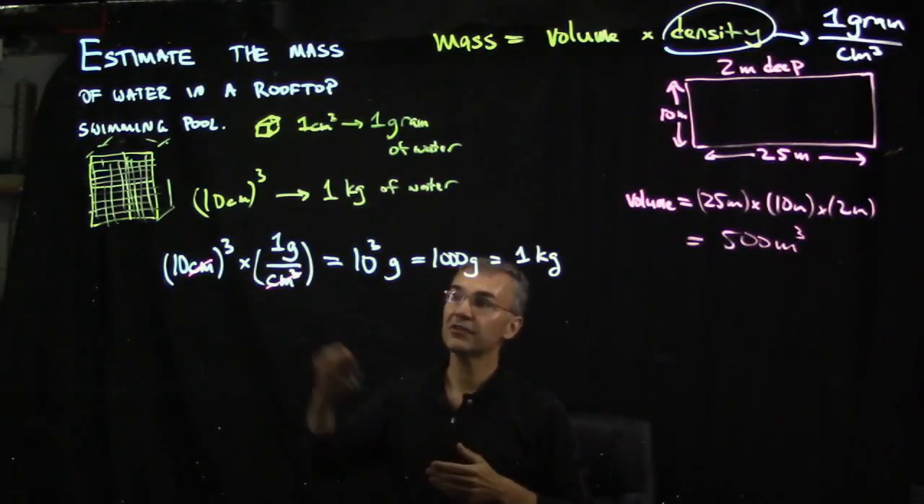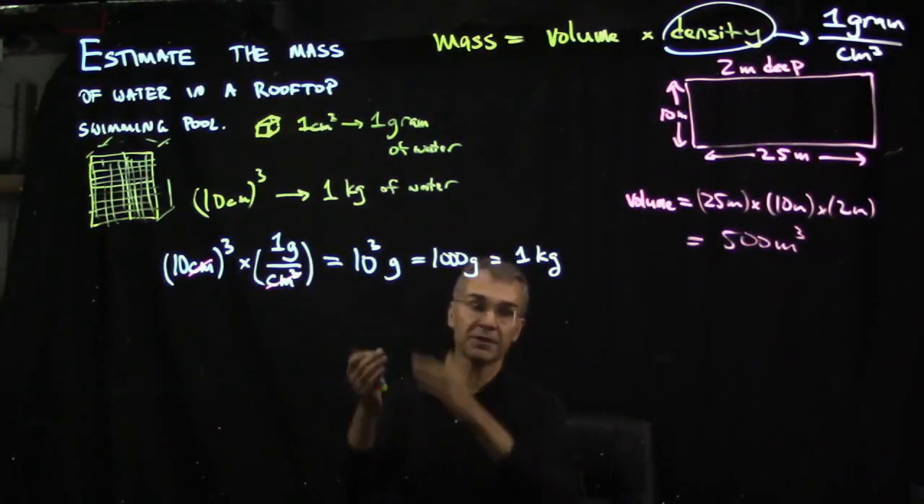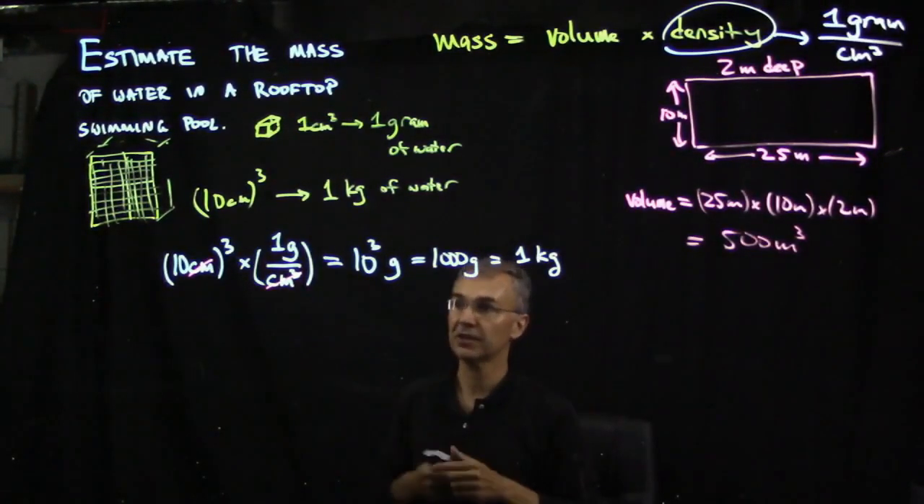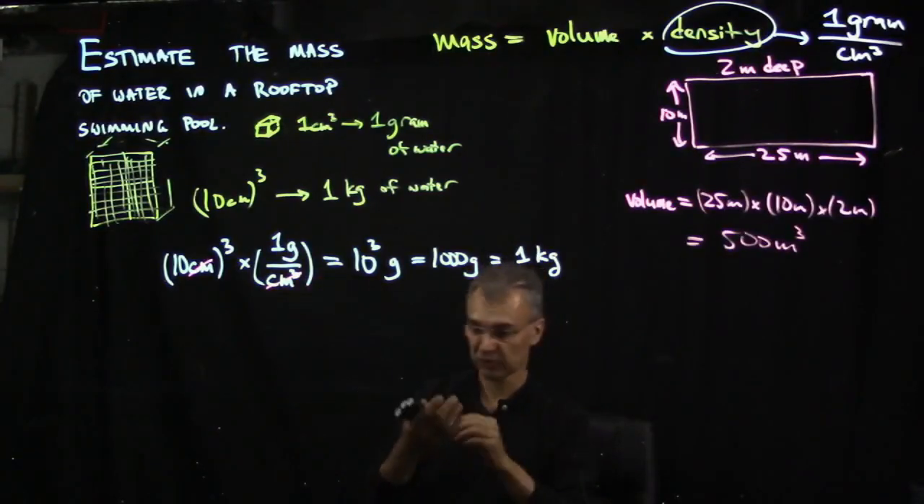Then we could say the same thing with 1 meter by 1 meter by 1 meter and multiply it by this same familiar density of water, which was 1 gram per cubic centimeter.